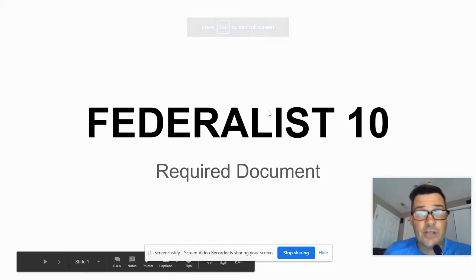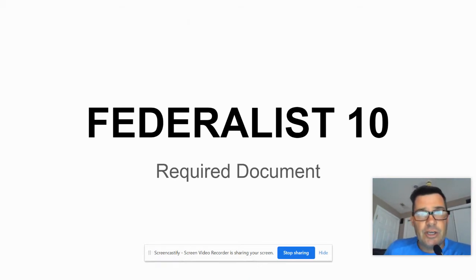Federalist 10, required document number 4. Make sure you have your green sheet. If you've been in class, I probably gave you one. Or if you need to print out the one we've got, or just create your own kind of document using notebook paper. Either one is fine, but you need something that you can study from, that you can then take a whiteboard and write out the key points of Federalist 10 and then erase it and double check yourself and make sure you know it down pat.